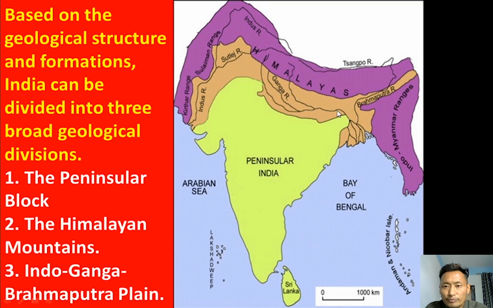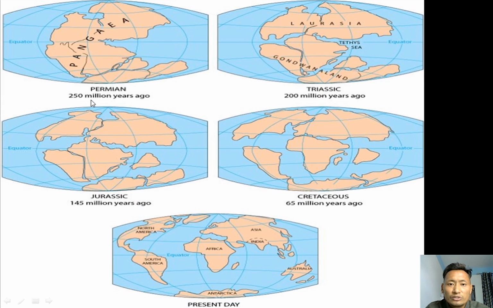So in order to understand the formation of these three broad geological divisions of India, we need to go back to 250 million years ago. Before 250 million years ago, on this planet, we had only one big landmass or continent. The name of that continent is Pangaea, or we can say the supercontinent. And we had one big sea, and the name of that sea is Panthalassa.